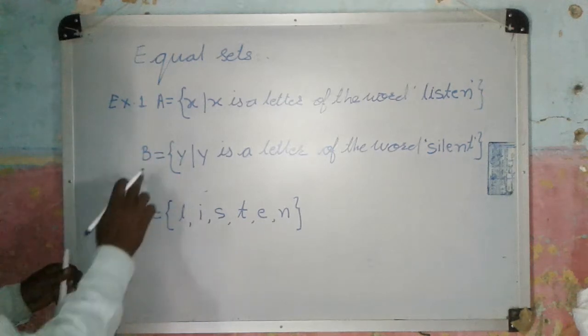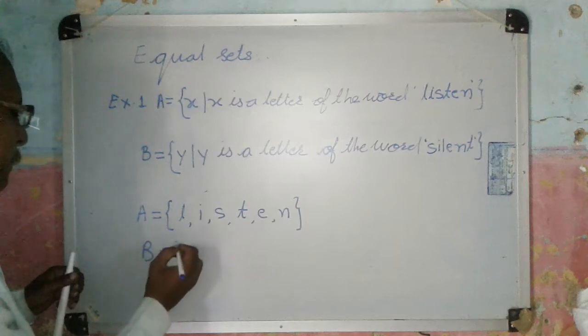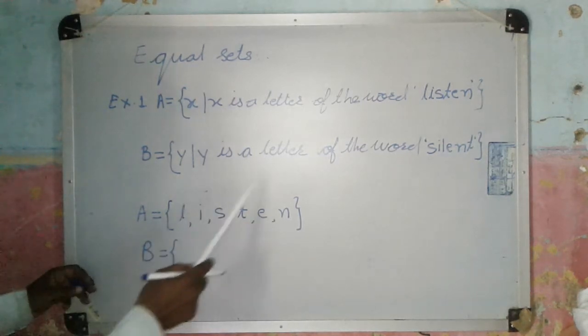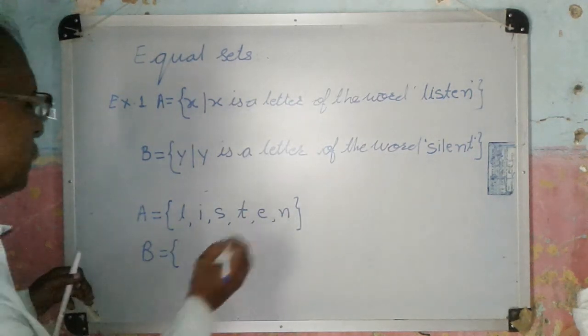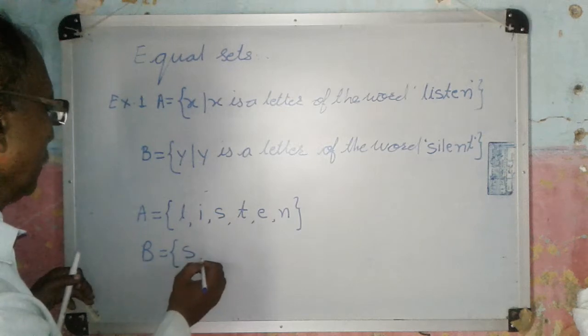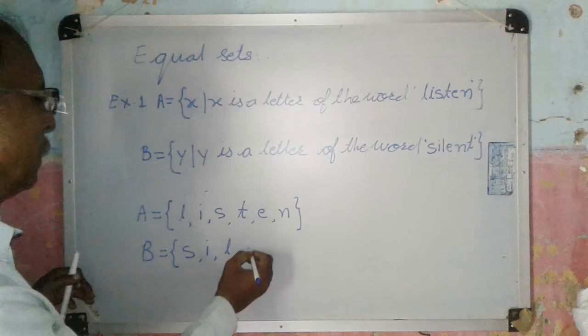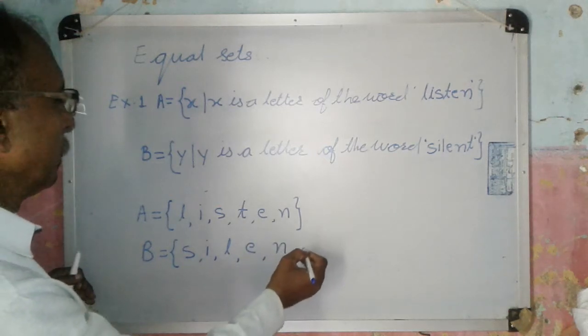Now we will write the elements of set B. Letters of the word silent. That means S, I, L, E, N, T.